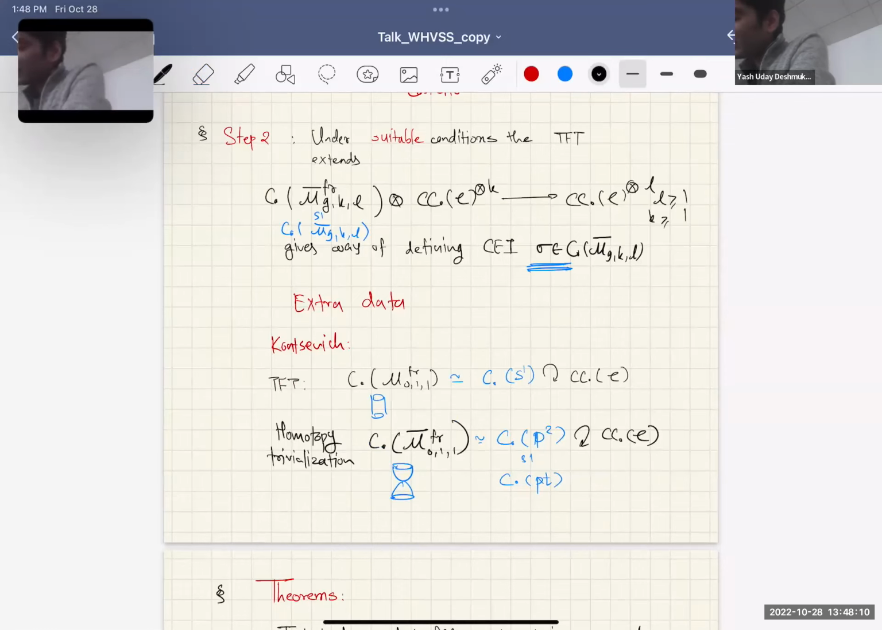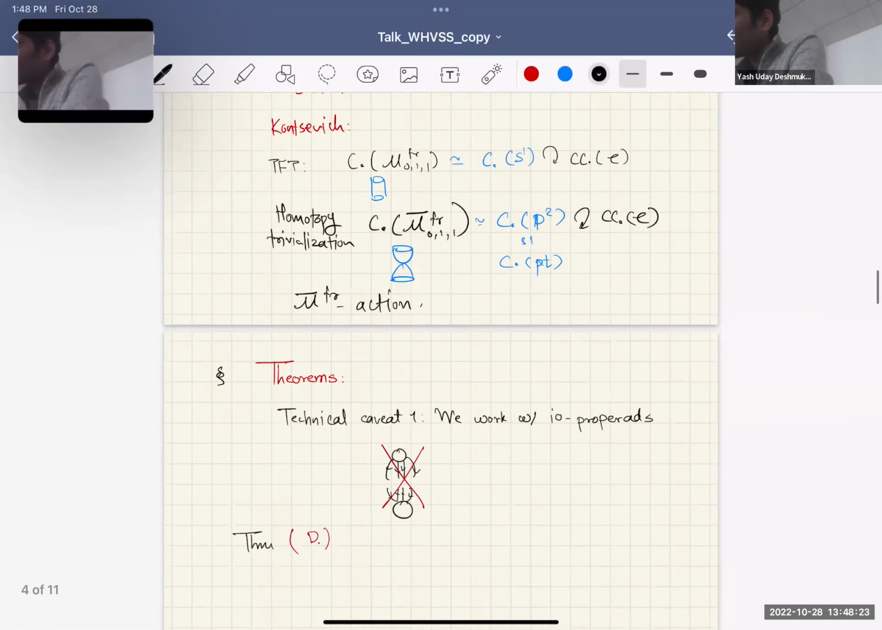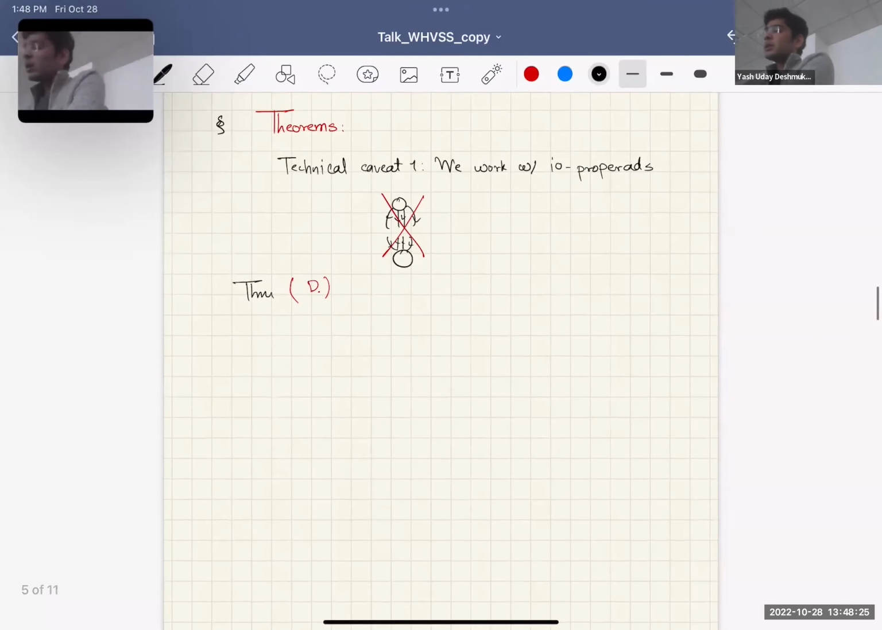So the point is, if you have homotopical trivialization, then you can extend your M-framed action to an M-bar framed action. And we are going to prove some version of this theorem, some version of this statement. Okay, so let's come to the main statements of the theorem.